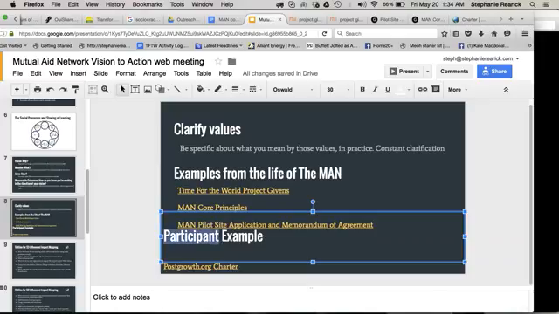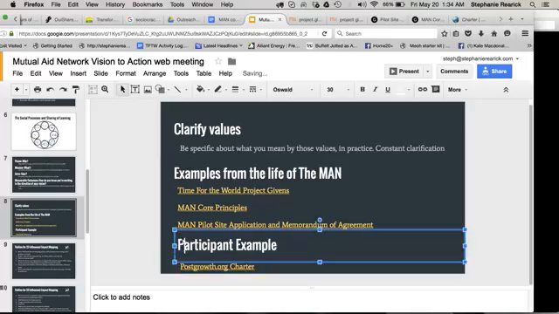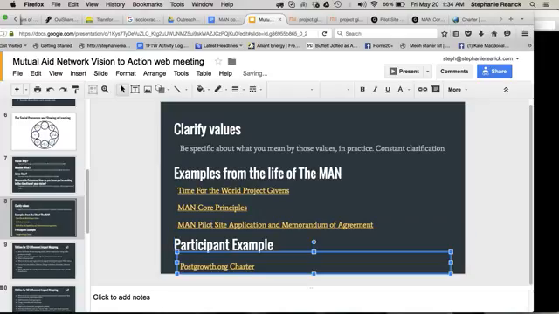Anything else on this? All right, go ahead. No, that's okay. But this is one of the examples where we clarify our common values and we're open to adaptation and make sure that we embody these in practice.